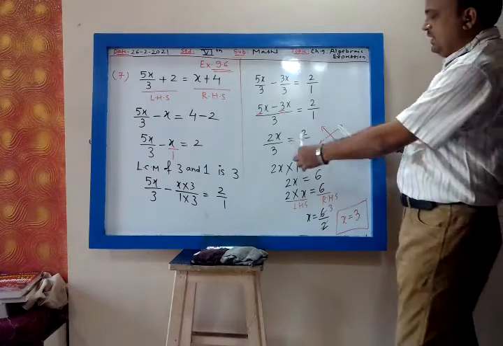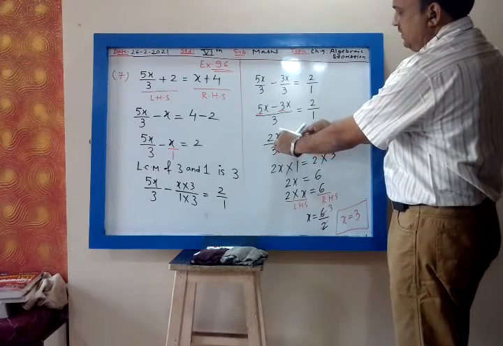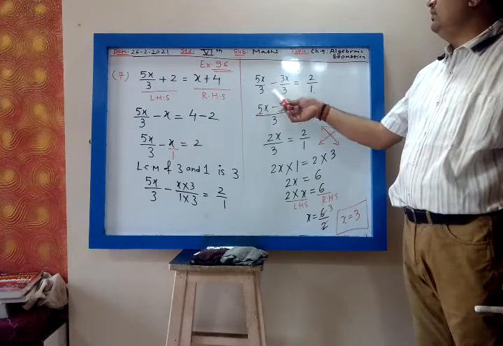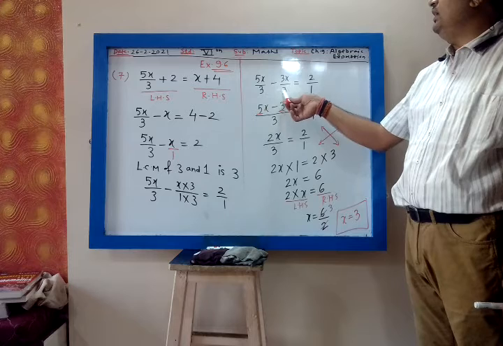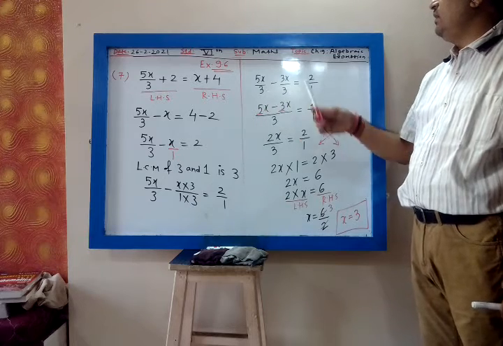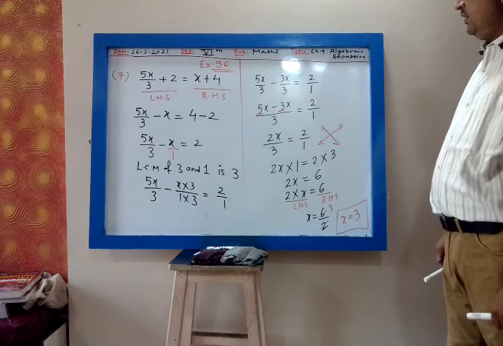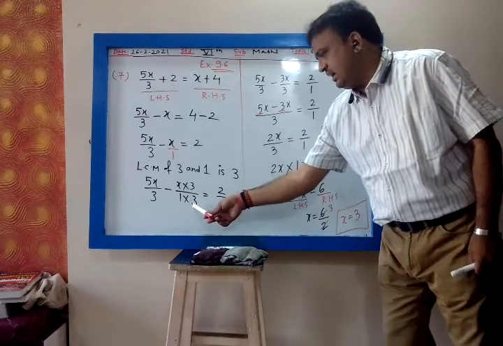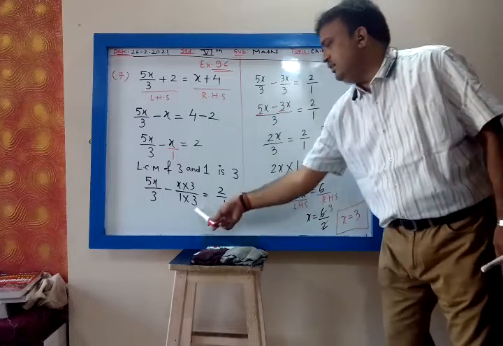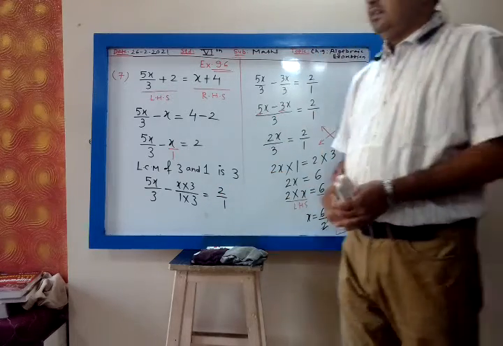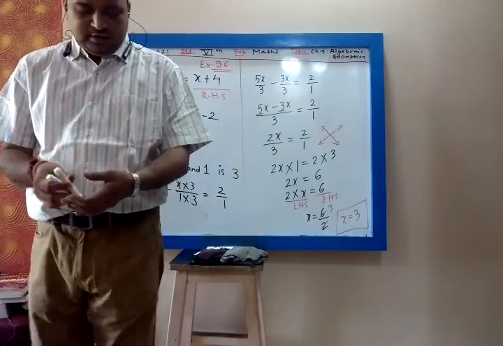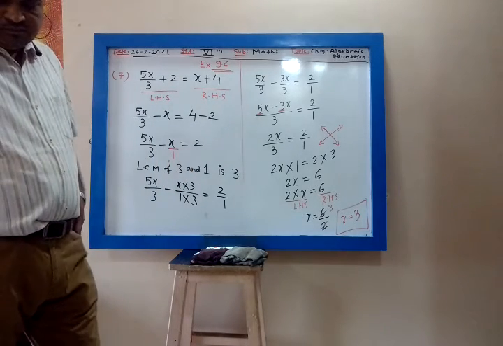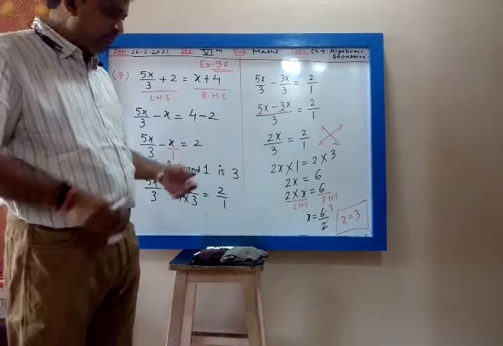My dear, we are cross multiplying. The upper one is 3, no? The denominator is common. Whenever denominators are the same, you can take the denominator common. 3 into 1 is 3. Do it. 3 into 1 is 3.